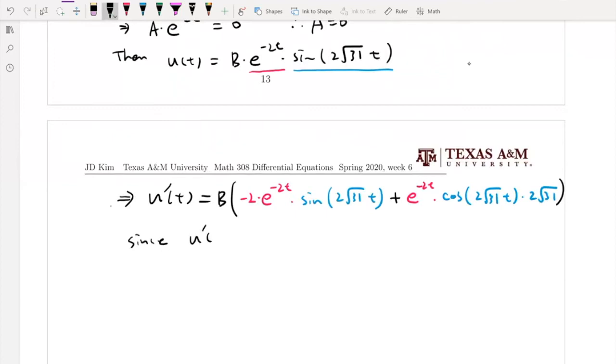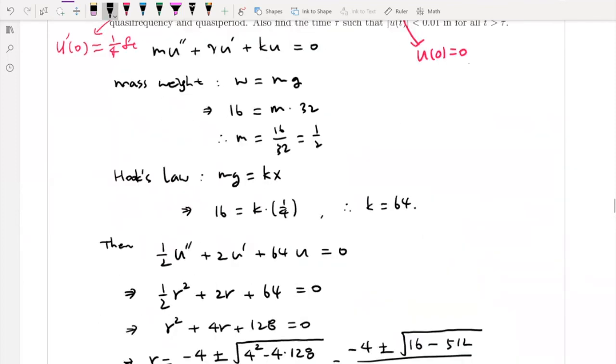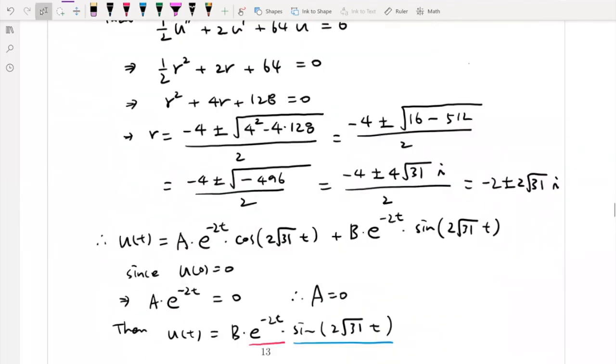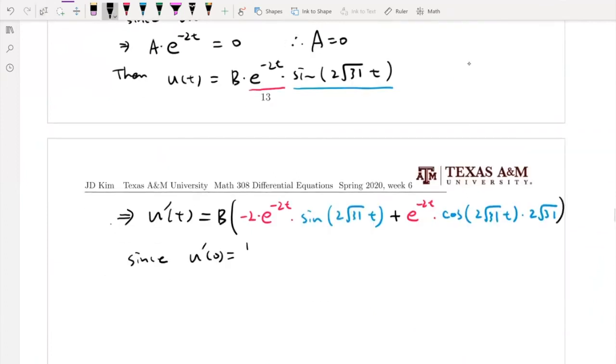Since u prime 0 is equal to, what was it? Was it 1/3 or 1/4? 1/4, right? Plug in 0, then definitely your sine term will be equal to 0. Then you're going to have b times e to the minus 2t times cosine 0 equal to 1. That's why we don't have to worry about that part. That is equal to 1/4.